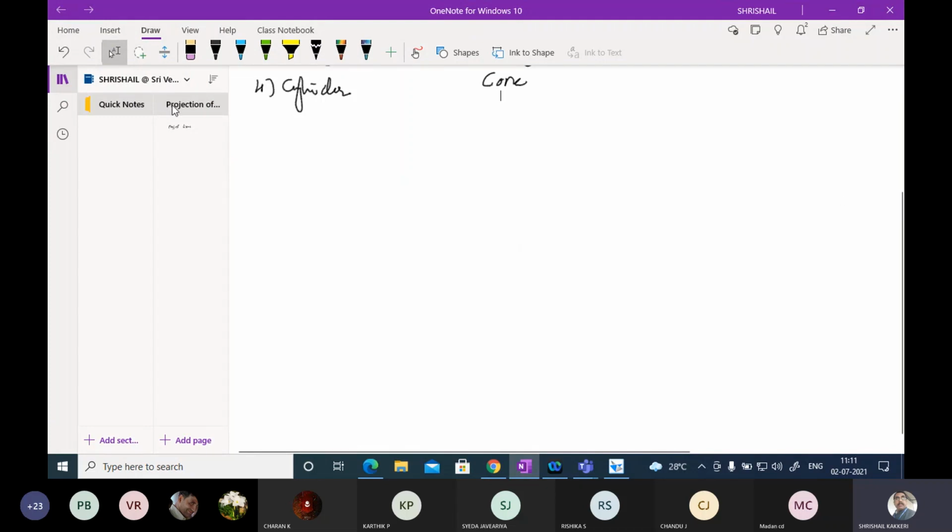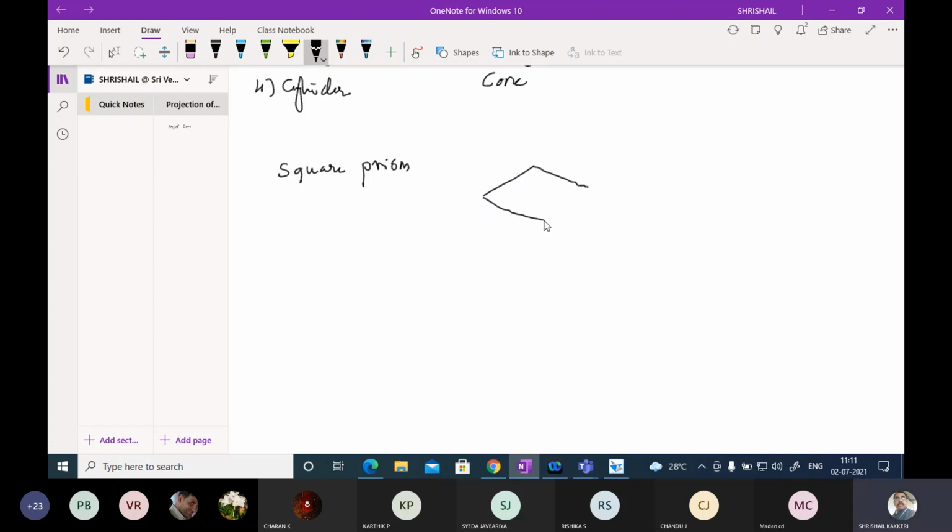Start with what is called the square prism. What is called the square prism? It is a basic class. The square prism will be like this.